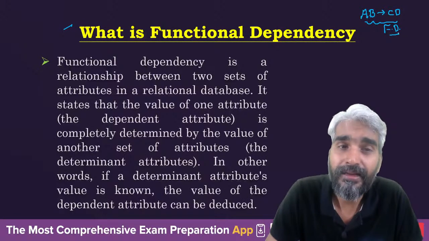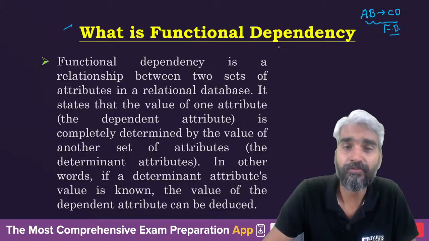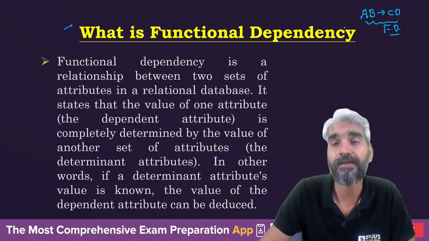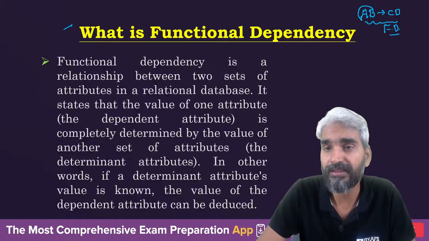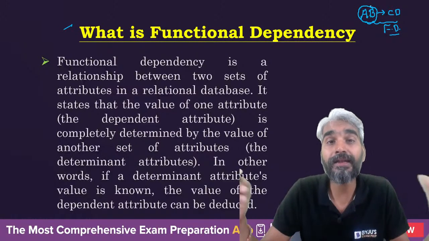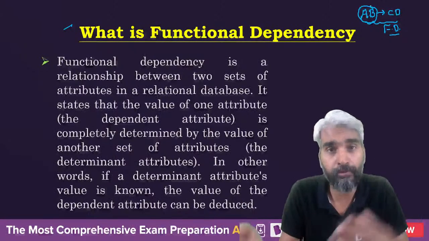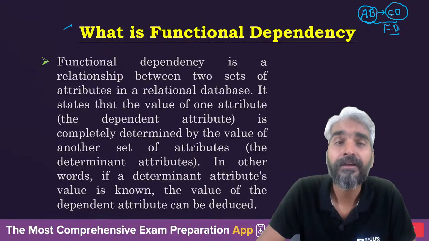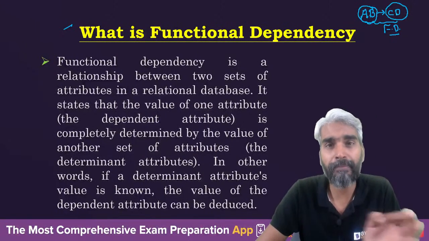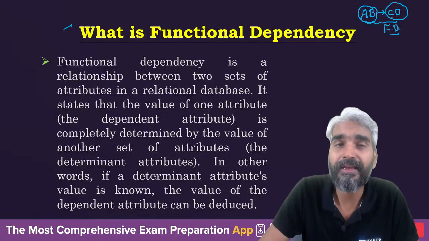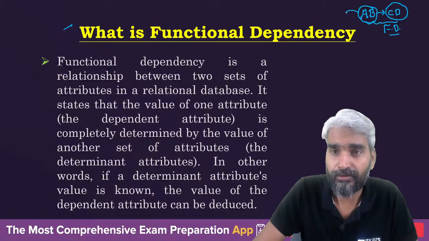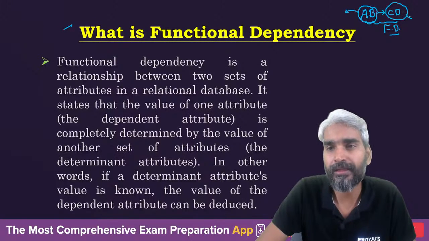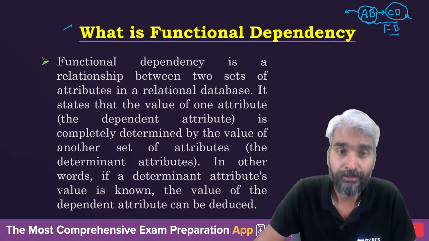So what is a functional dependency? A functional dependency is a relationship between two sets of attributes in a relational database. This AB is one set of attributes, and it may contain one or more attributes. And this CD is another set of attributes. The functional dependency depicts the relationship between AB and CD. Whatever is on the left hand side is known as the determinant and whatever is on the right hand side is known as the dependent.